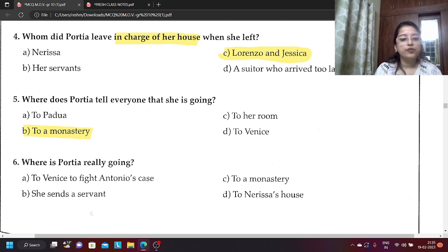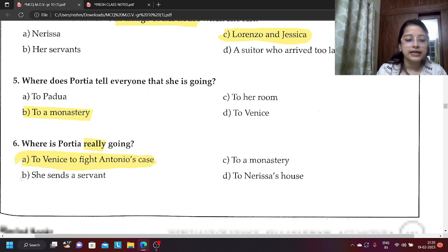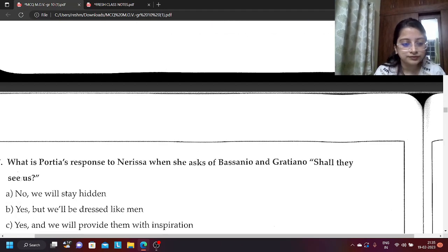Number 6. Where is Portia really going? To Venice to fight Antonio's case? To a monastery, she sends a servant to Nerissa's house. To a monastery, it is really, see, really, actually, in reality, where is she going? She is going to a monastery? No, that is a lie. Then, to Venice to fight Antonio's case, of course, so it will be 6, option number A. Right? Let's move to the next question.